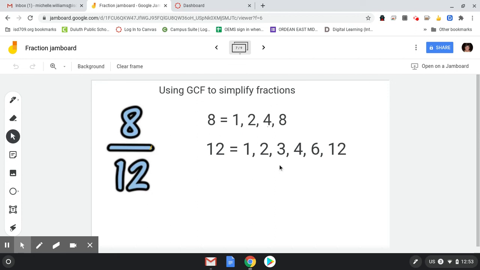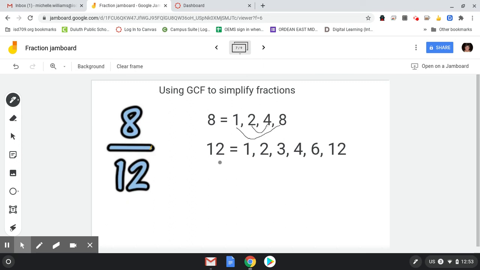So we can also use greatest common factor to help us simplify fractions. We did greatest common factor a couple of weeks ago. So if we start with the fraction 8/12 and we list the factors of 8, and remember, factors are two numbers multiplied together that give you another number. So in this case, 1 and 8 go together, multiplied together give you 8. And 2 and 4 also multiplied together give you 8. So the factors of 8 are 1, 2, 4, and 8.